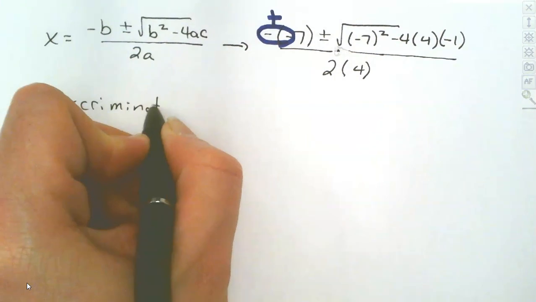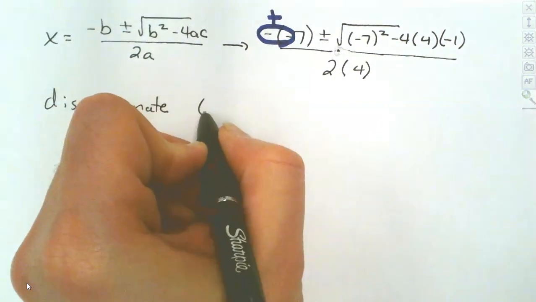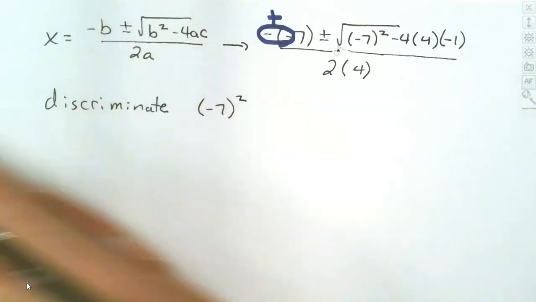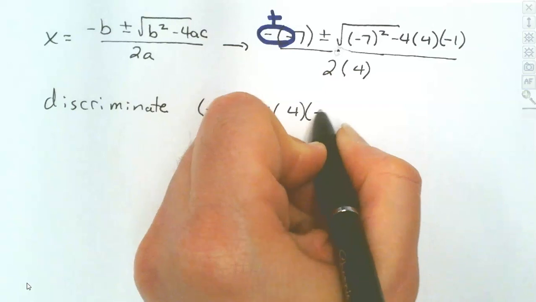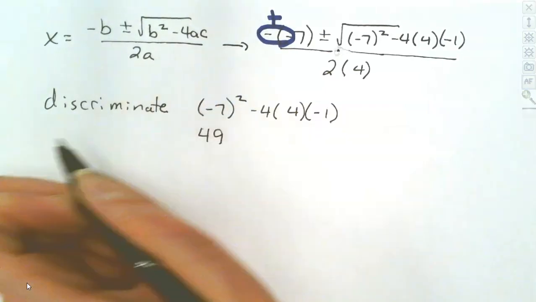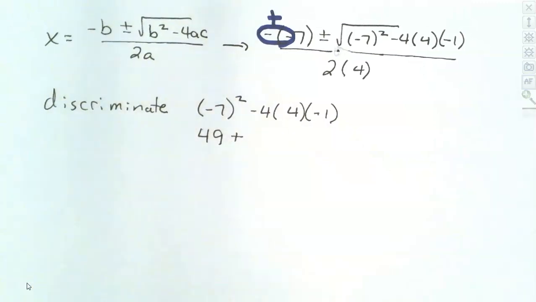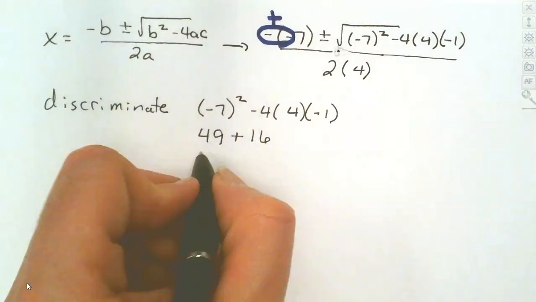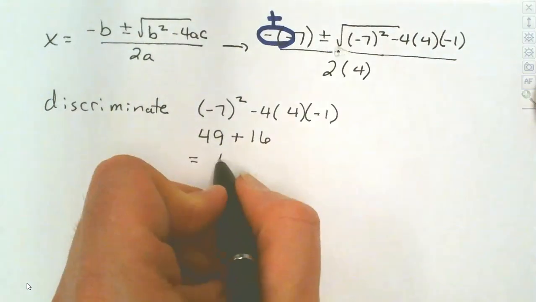And that's just a fancy word for everything underneath that root, which is negative 7 squared minus 4 times 4 times a negative 1. And that's then 49. The double negative makes it positive. And 4 times 4 is a 16. We'll add those together. And that gives you 65.